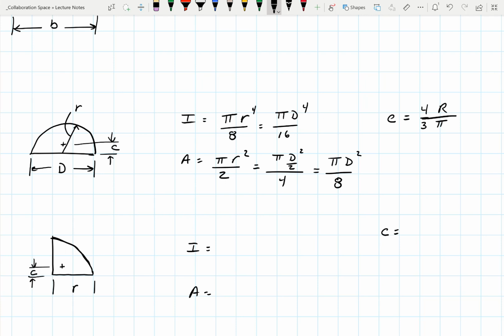So if the centroid is that for a semicircle, what's the C for a quarter circle? Same thing? Now, look at it. Is it really? 4r over 3 pi. That's funny.